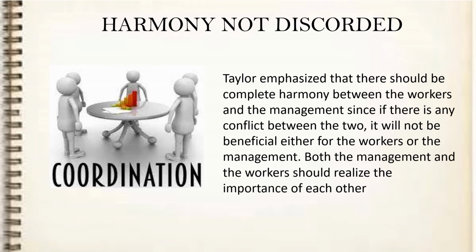The next principle is harmony, not discord, or cooperation between management and workers. Taylor emphasized that there should be complete harmony between the workers and the management, since if there is any conflict between the two, it will not be beneficial for either the workers or the management. Both should realize the importance of each other. Taylor believed in cooperation and not individualism. It is only through cooperation that the goals of the enterprise can be achieved efficiently.